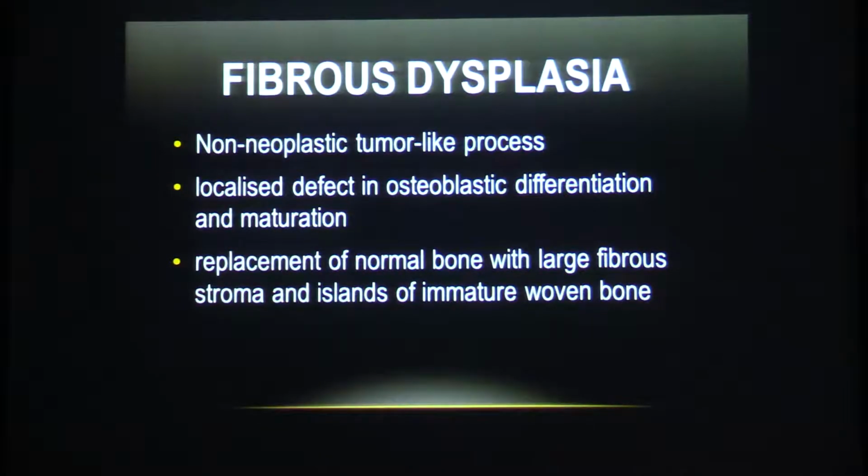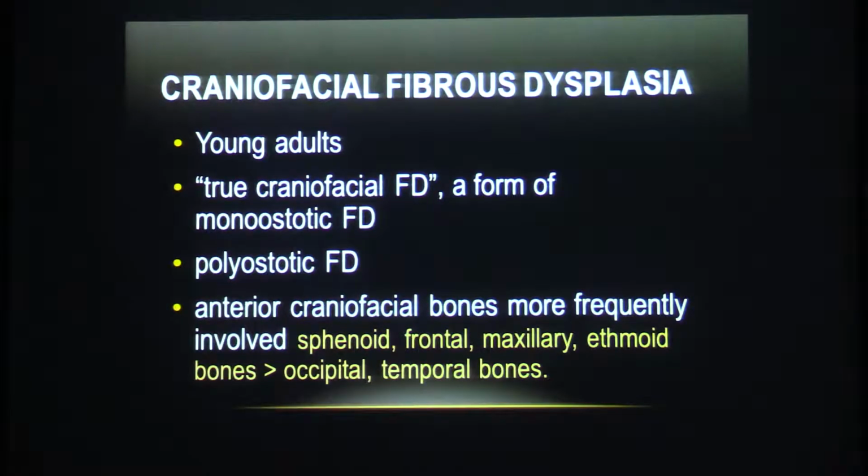So this is a non-neoplastic tumor-like process. It is a localized defect in osteoblastic differentiation and maturation, which causes replacement of normal bone with large fibrous stroma and islands of immature woven bone. It usually affects young adults, and 75% of patients would be under the age of 30, with a peak incidence between the ages of 3 and 15 years.